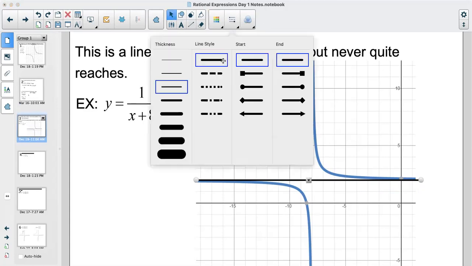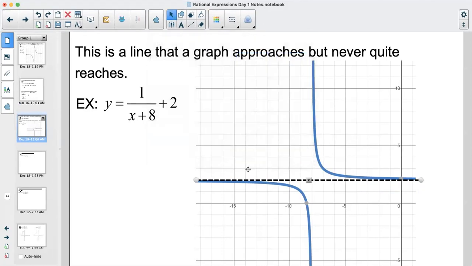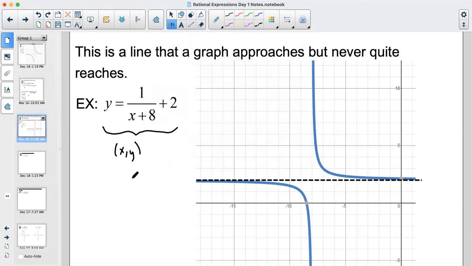We usually write these dotted to indicate that they're not a part of the function. Like if you wanted to graph all the points that satisfied this equation, all the x's and y's that make this equation true, like when x is 0, y is 1 over 8 plus 2. So the point 0, 1 over 8 plus 2, which is 17 over 8. This is on the function, and that's this point right here.